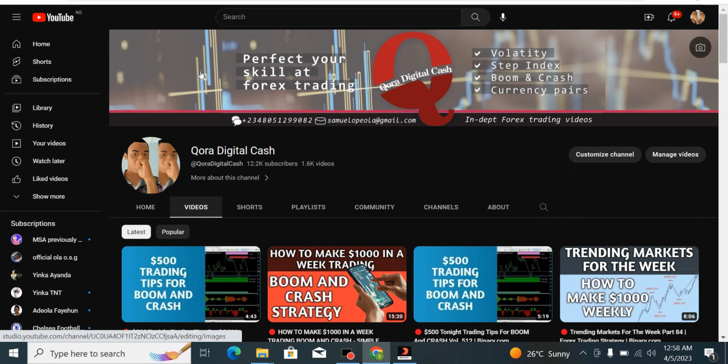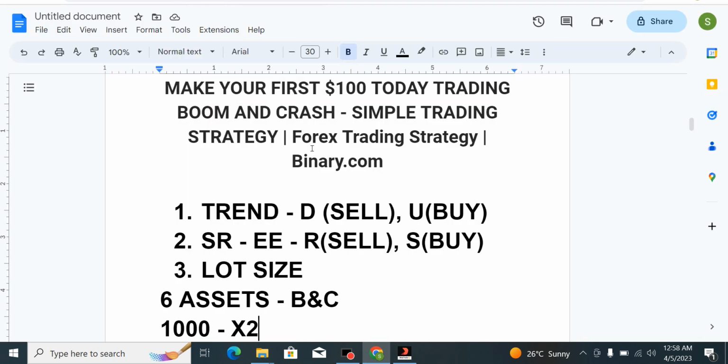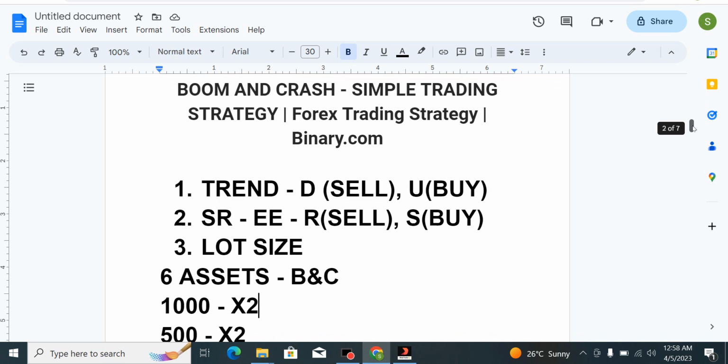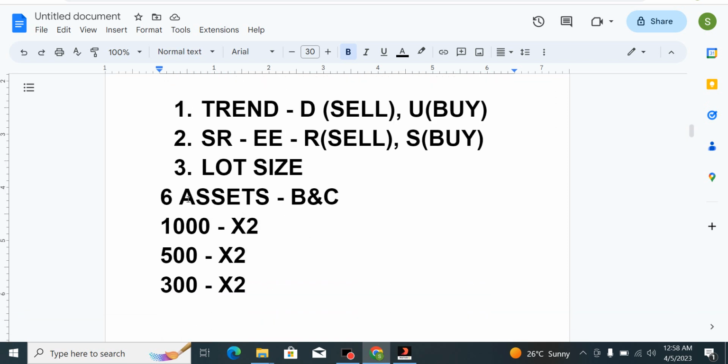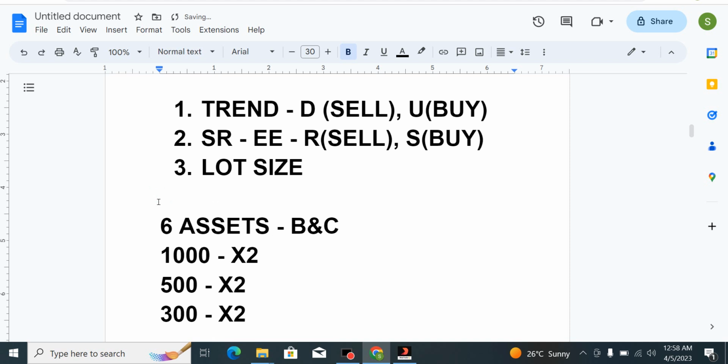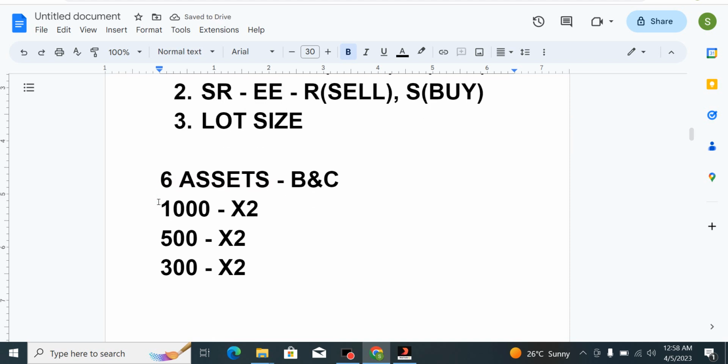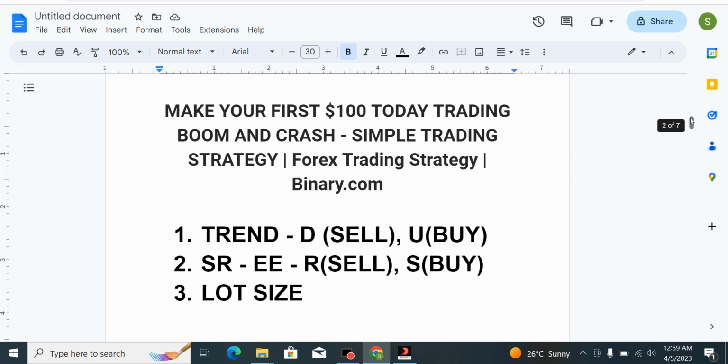So quickly, let's go straight into what we have right here. Like I said earlier, we will be checking out the asset and seeing how we can make $100. Like I always tell you, you don't need to force yourself into the market if you don't have a clear signal. Only wait for the clear signal. There are 6 different assets to trade under these. We've got our indices 1000, 2 of it, 500, 2 of that, and 300, 2 of that also. So if one is not giving you a clear signal, another one will be giving you a clear signal. Just follow the one with a clear signal.